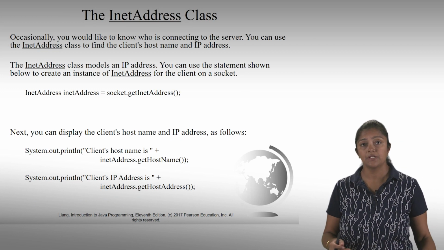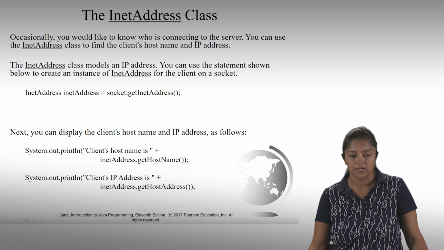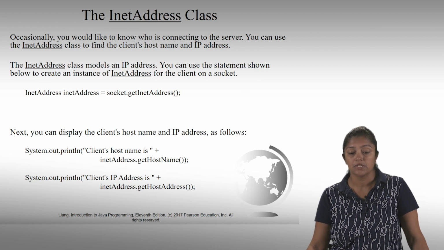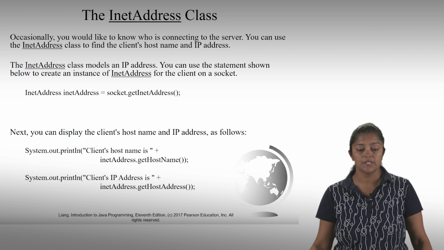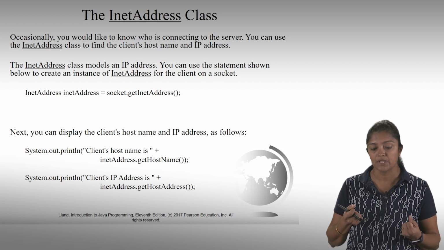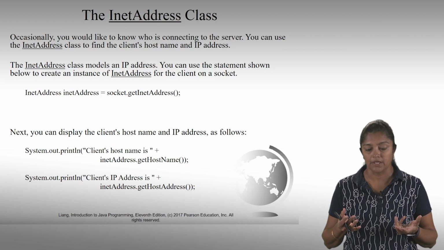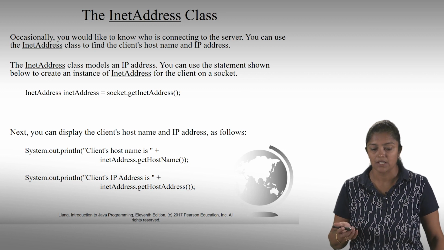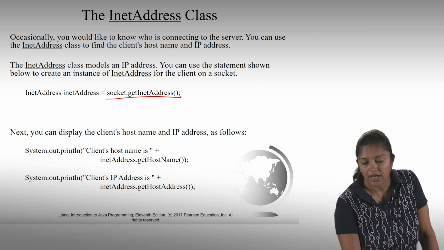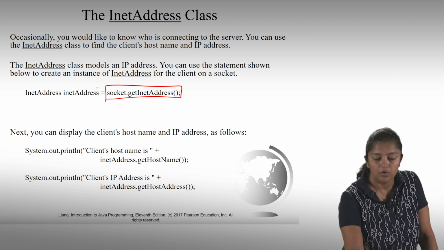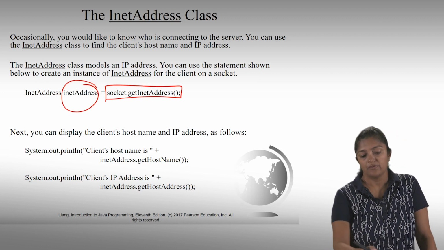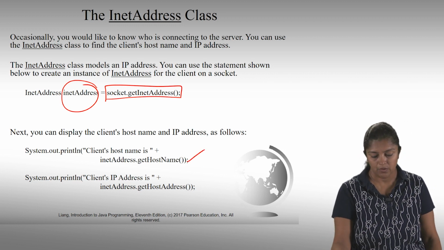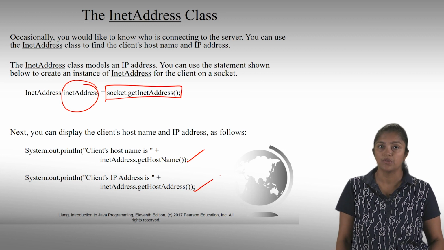Now the InetAddress class is a useful class that we should be familiar with. It's a way to find out the client's host name and IP address. So when the server receives a connection and creates a socket object, it can determine the IP address and the host name of the client using this InetAddress class. On the socket object, there is a getInetAddress method. That can be invoked to create an InetAddress object. And once we have this object, it provides a number of useful properties, getHostName and getHostAddress being the most useful ones.